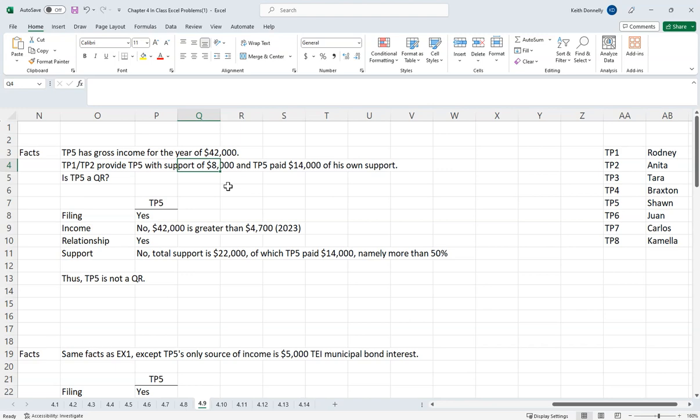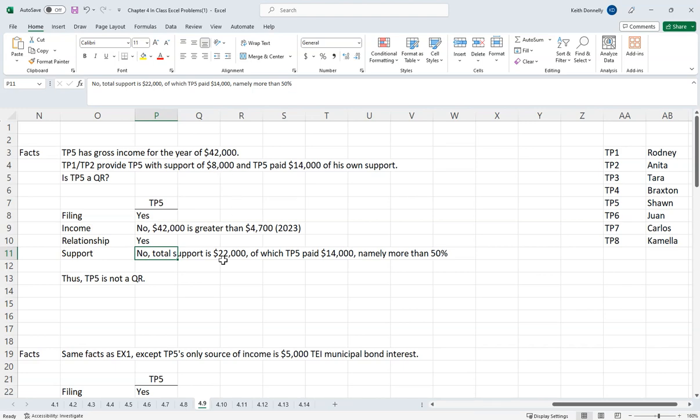We have our brother living with us. We've got to let him live with us. Can we claim him as a qualifying relative? Well, he doesn't file a joint return. That's good. He's going to fail the income test, though. He makes $42,000, well above $4,700. He meets the relationship test, but he also fails the support test. What we mean by this is his total support was $22,000, and we paid $8,000. That is not more than half of his total support.